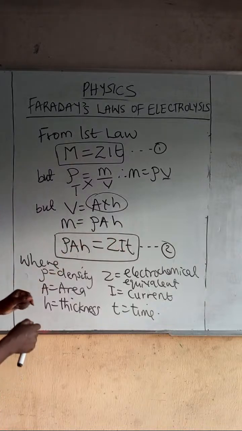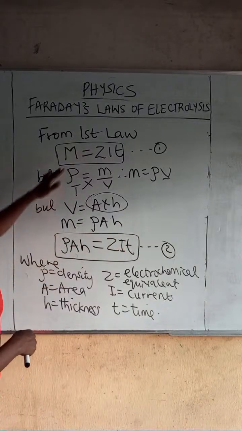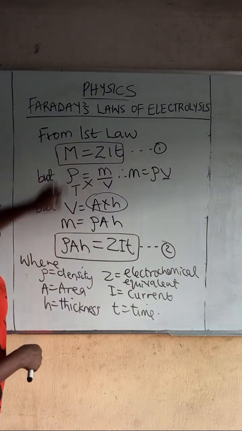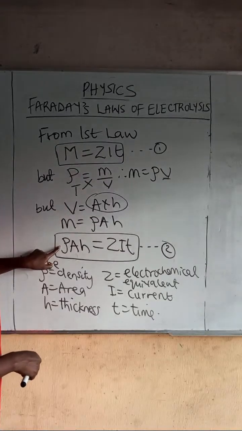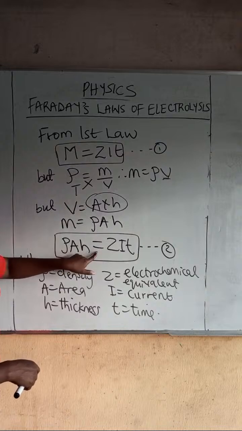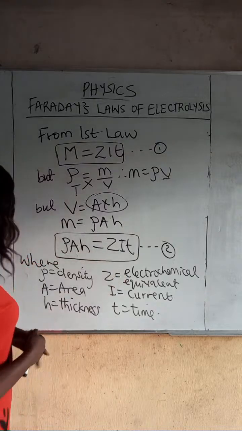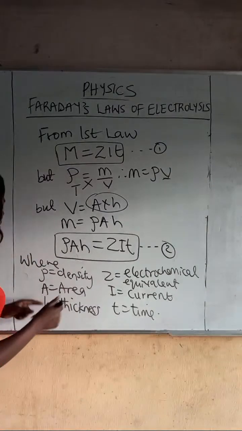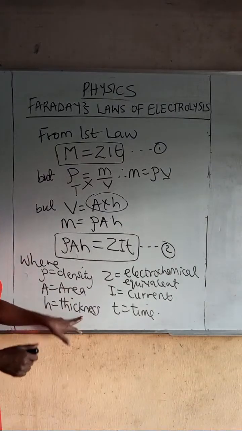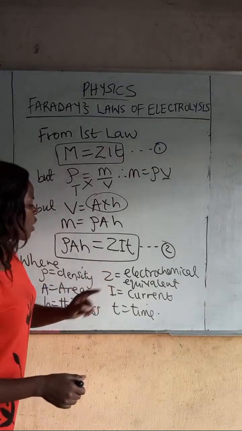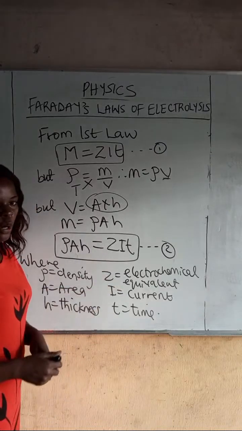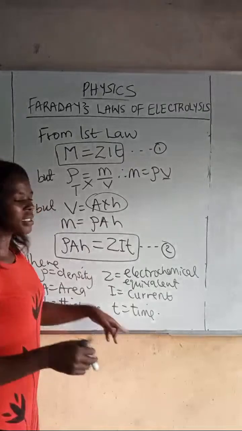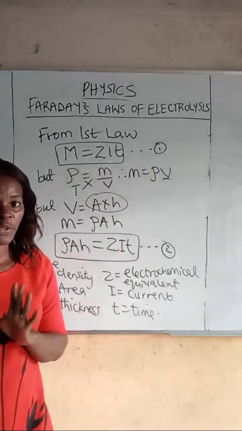Okay? Then going by that, this is my equation 1, but here my mass is replaced to be what? Density times area times thickness is equal to ZIT. All right? Where rho is my density, A is area, H is thickness, Z is electrochemical equivalent, I is current, and T is what? Time. I hope you understand that.